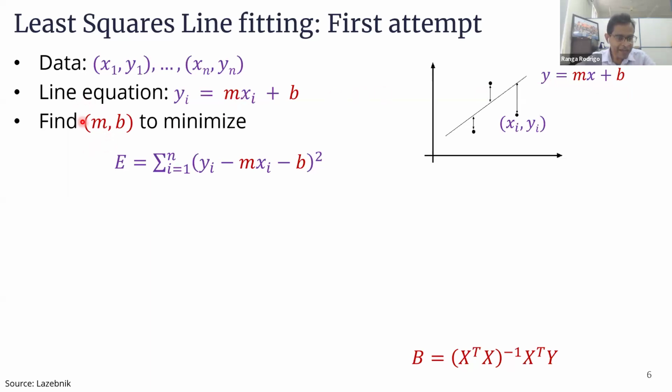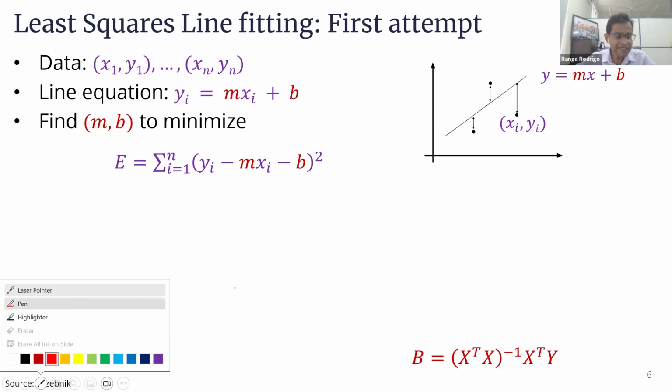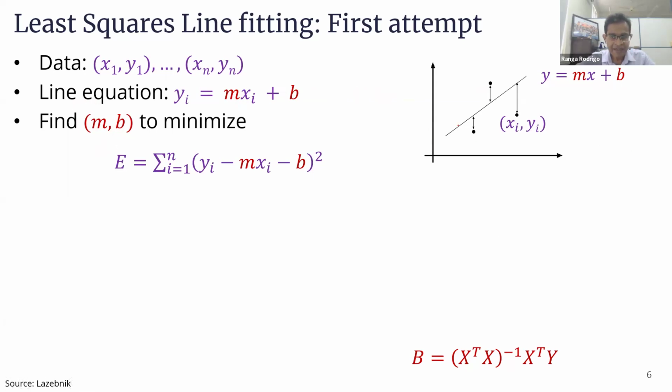So what we want to do is to find m and b in such a manner that we minimize this error, this distance between the actual point and the line that we came up with, the summation of all these squared distances. Now you can see why it's called least squares line fitting. We fit a line so that the squares are minimized.